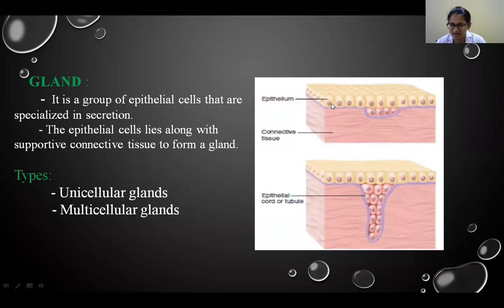This is about the gland. The epithelial cells which invaginate into the deep tissue are called a gland. This part is called a gland. Next, types of glands. These are of two types, that is unicellular glands and multicellular glands. Before going into that, first, where are these glands present?